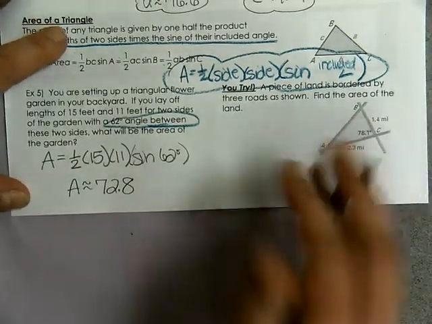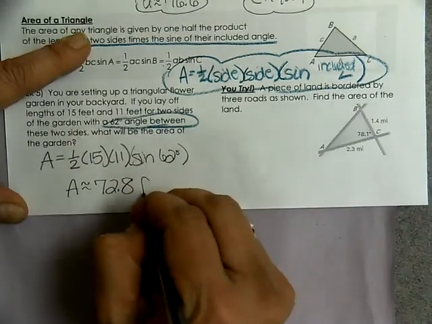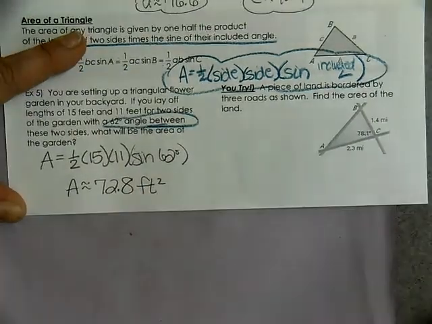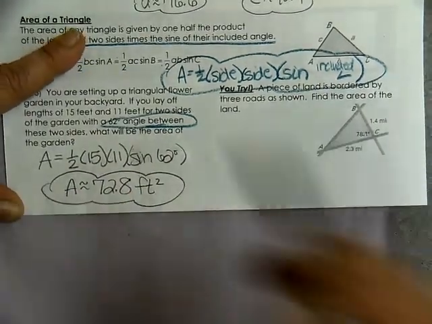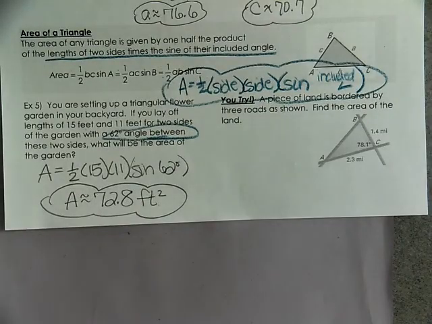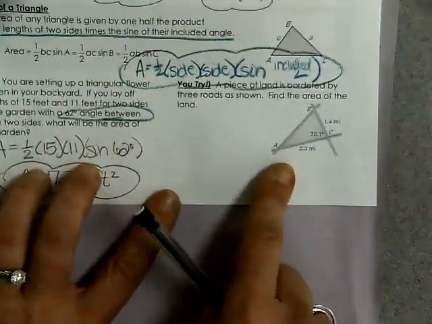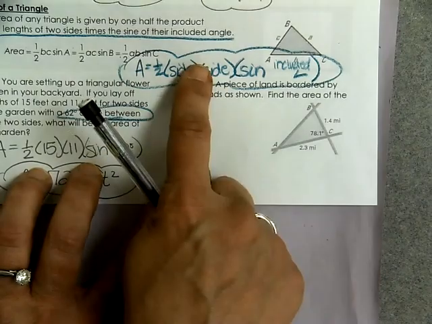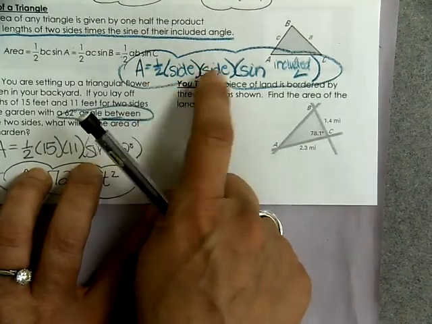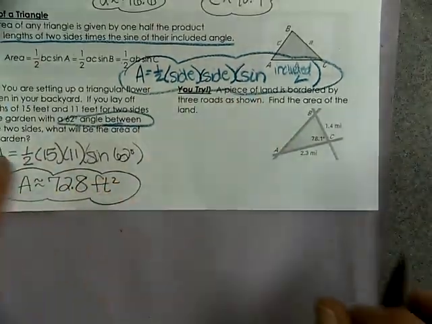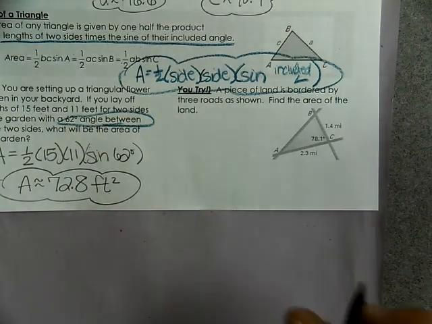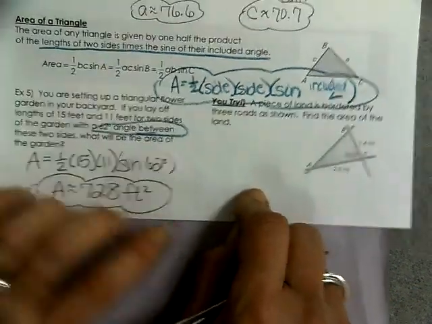Let's not forget units. It was measured in feet, and we know that area is measured in square units, so our area would be 72.8 square feet. Now, why don't you guys try this next one here? Remember, just think 1/2 side times the sine of the included angle. So let's pause the video real quick, and you guys try this on your own.